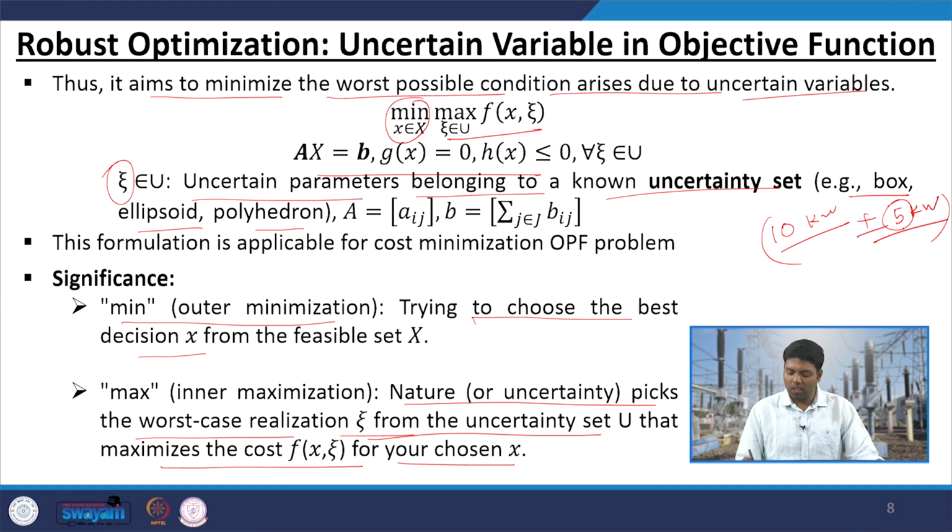You may get the worst case scenario at 5 kilowatt, you may get the worst case scenario at 10 kilowatt itself. So, where you will get the worst case scenario, where is the maximum probability or maximum occurrence of your worst case scenario, that it will consider, and after considering that worst case uncertain event, it will minimize its effect, by doing this min-max optimization process.